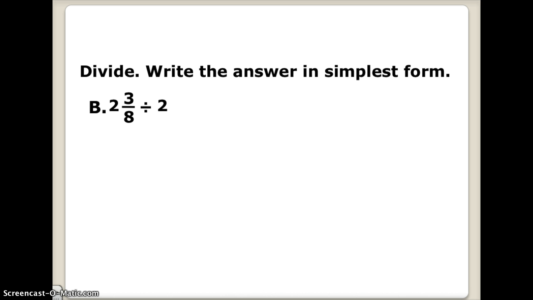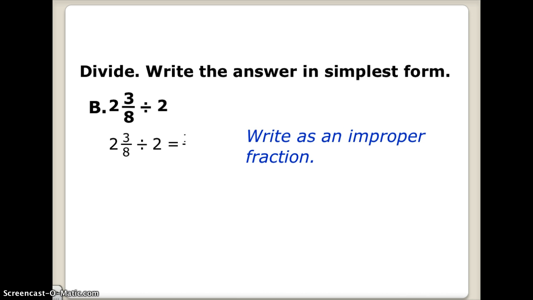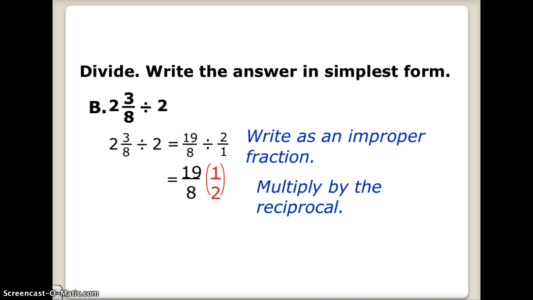If we're working with a mixed number, first thing we need to do is change that to an improper fraction. So that would be 2 times 8 plus 3. So we get 19/8, and notice we also put the 2 as 2/1. So following our steps, we keep it as 19/8, take the reciprocal of 2/1, which would be 1/2, and set it up as multiplication.